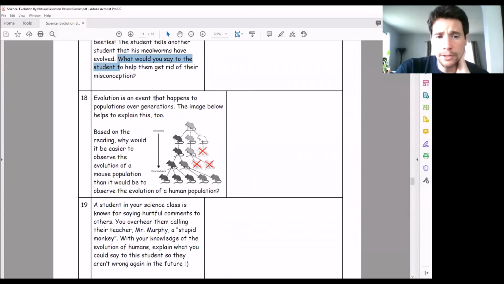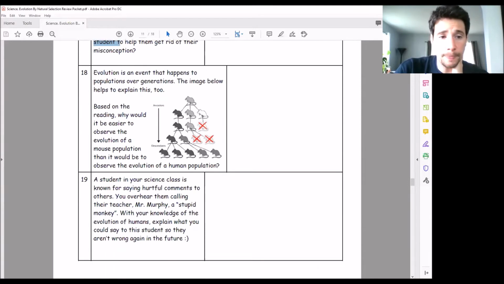18 says, evolution is an event that happens to populations over generations. The image below helps to explain this too. So based on the reading, why would it be easier to observe the evolution of the mouse population, right? Here's the mouse population. We've got some ancestors here, and they were different colors. And over time, the white ones keep dying off. And so over time, the darker colored mice are surviving more.